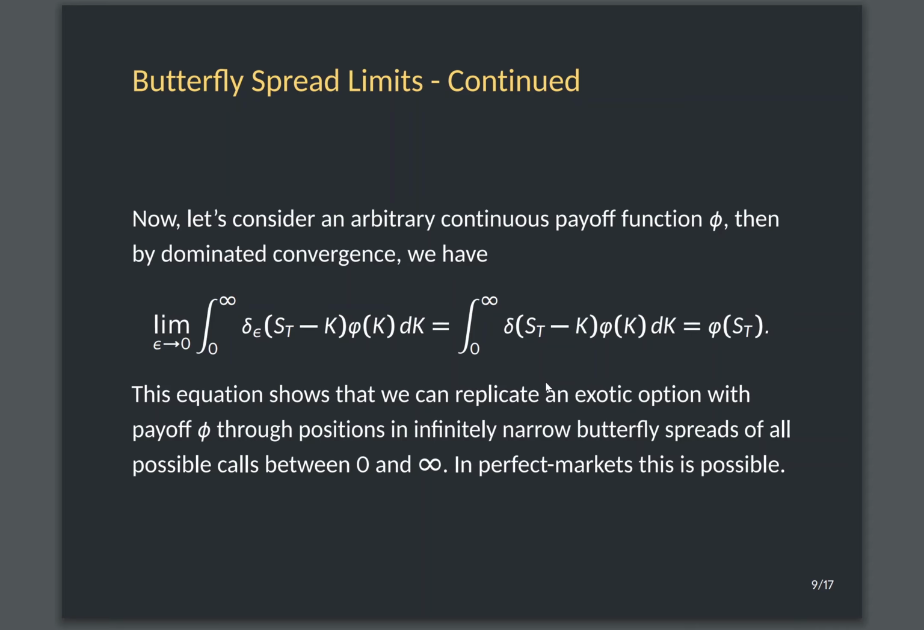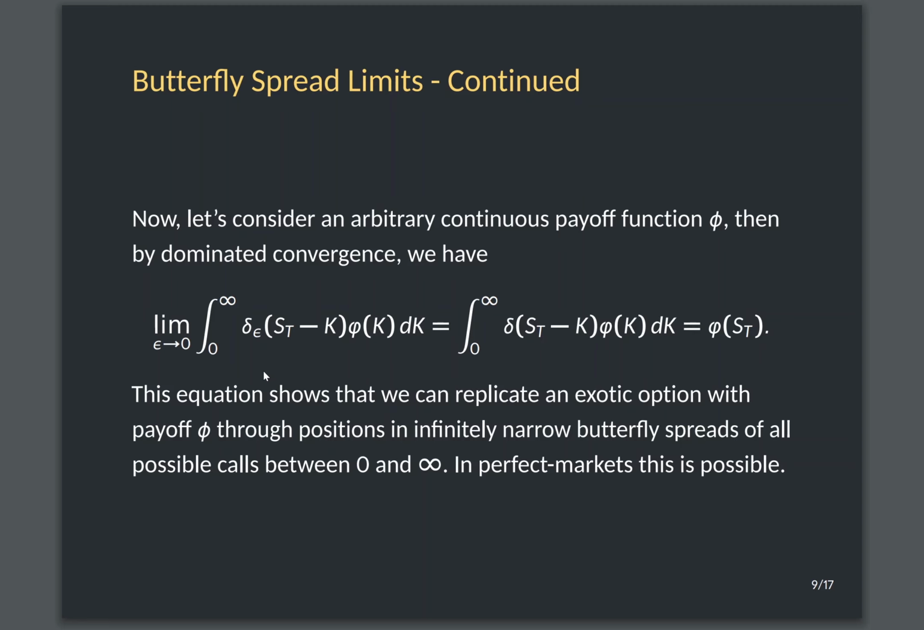We have then that the limit as epsilon goes to 0 of the integral over all possible strike prices of the payoff of a butterfly spread multiplied by phi is equal to the integral of the Dirac delta function at S_T minus K multiplied by phi. This only picks up the value of phi when the strike price is equal to K. Right? This result is really significant in that we can replicate an exotic option with payoff phi through positions in infinitely narrow butterfly spreads of all possible calls between 0 and infinity.